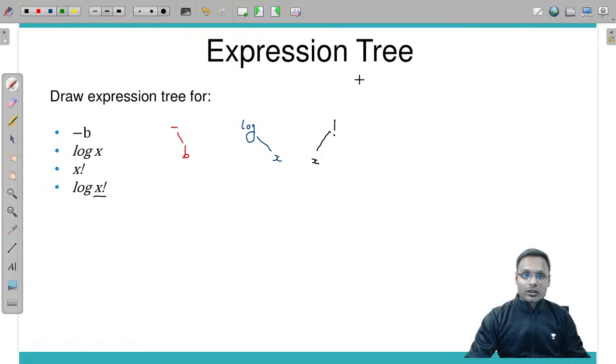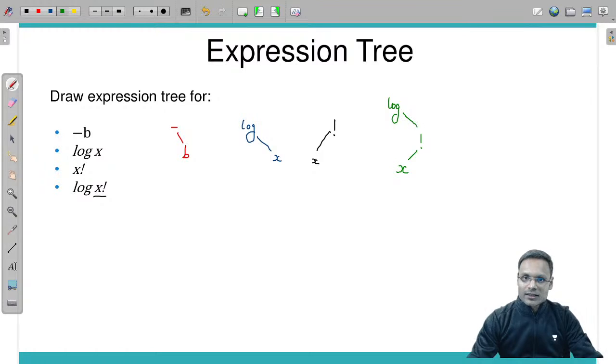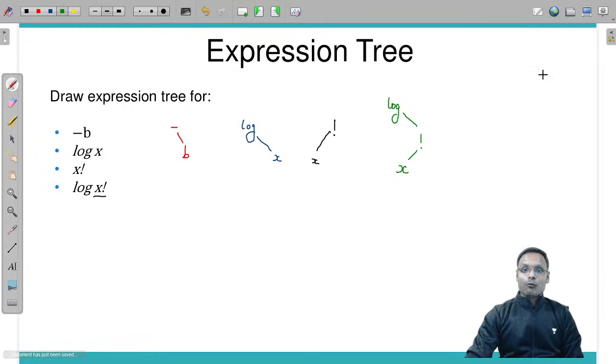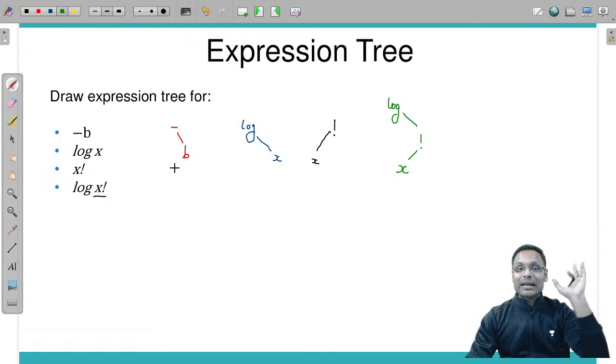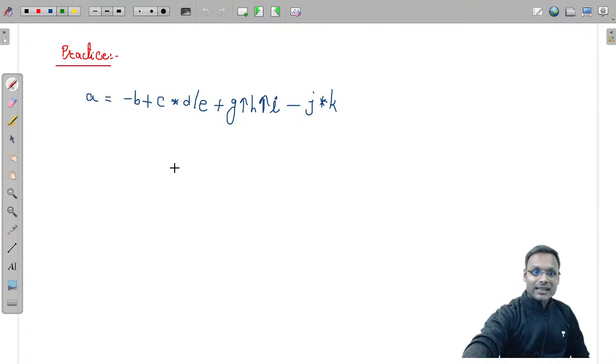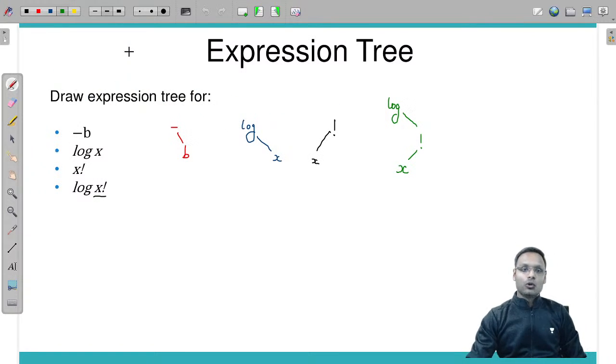So how will you draw the tree? First of all, factorial x, and this will become the right operand for log. So log will have right operand as the result of factorial x. This way you can draw the tree of all these four expressions. If you have such kind of expression trees used in some bigger expression, of course you will be able to draw it.